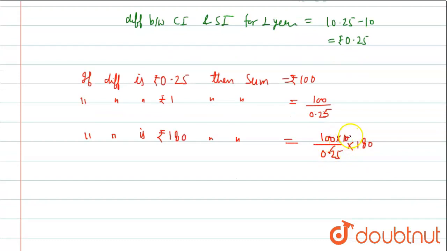So this will be equal to, if we delete two decimal places, 25 divided by 100, 4 times. This is 18 into 4, 72, and then 000. The amount will be 72,000 rupees. This is our answer. Thank you.